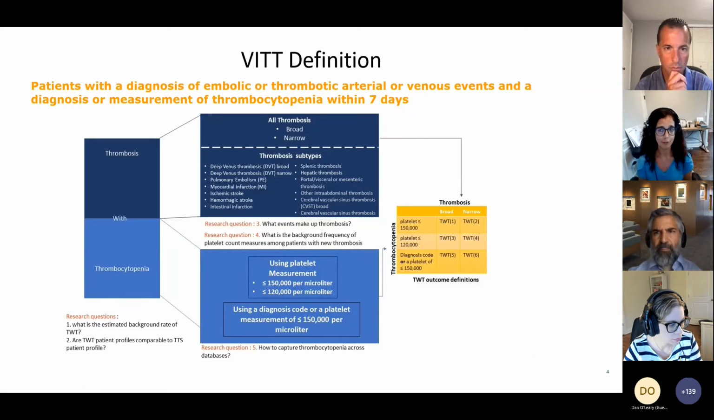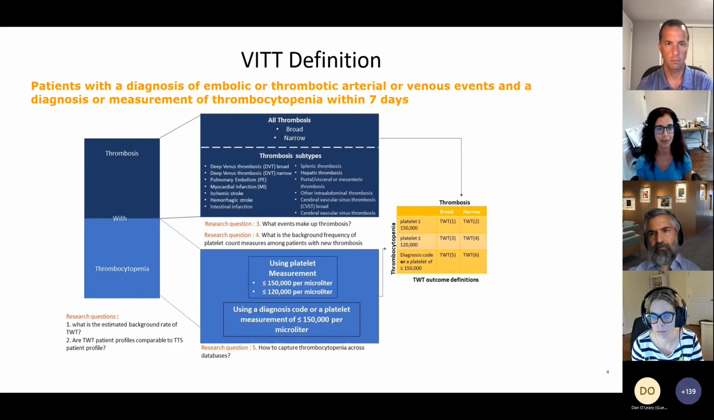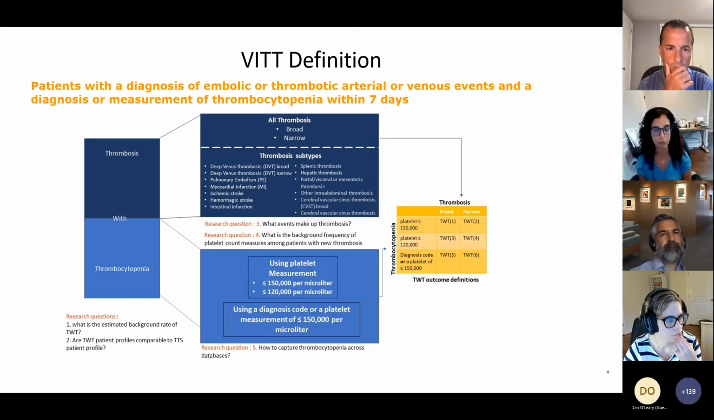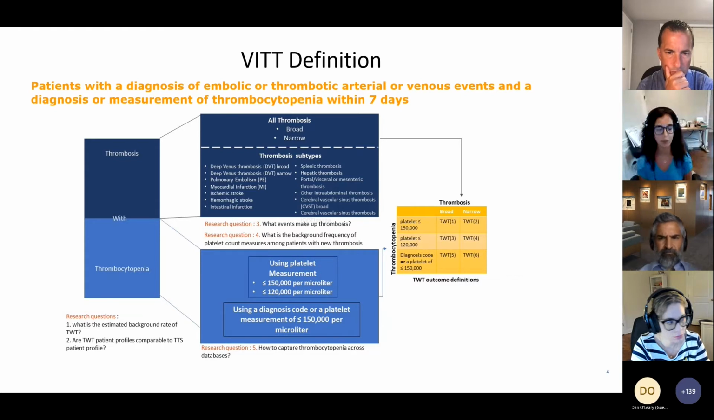So how did we define VATT or TWT in observational data? The definition is really based on the idea that patients can be eligible if they have a diagnosis of embolic or thrombotic arterial or venous events and a diagnosis or a measurement of thrombocytopenia within 7 days. At that point, all we knew about these VATT cases that came after the vaccine was that they came to the hospital, very sick people with all different sorts of thromboses, and they have very low platelet counts. That's thrombocytopenia. We didn't know much other than that, and so we wanted to see did this really occur in the past or not.